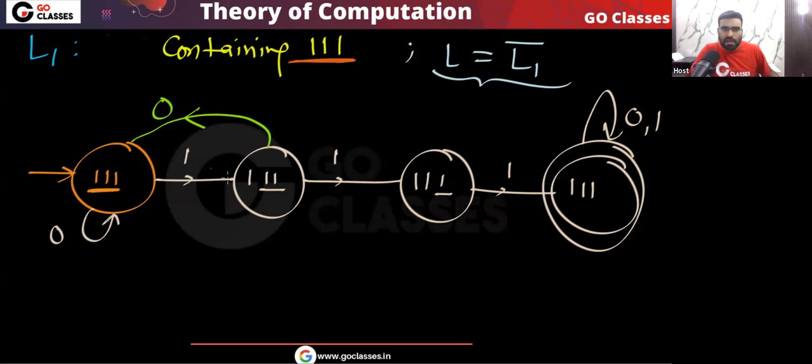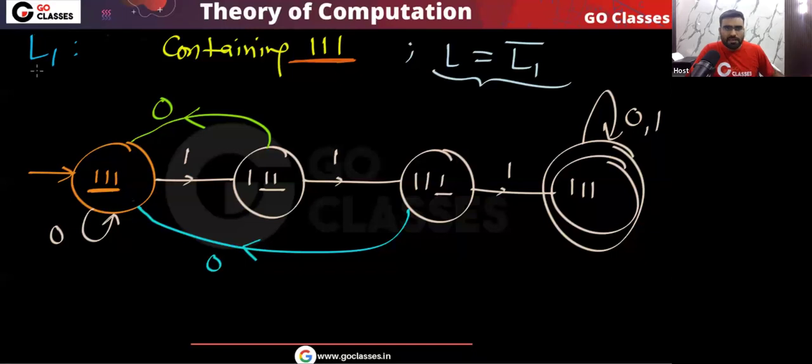Similarly, in this state, after 1, 1, if 0 comes, then the whole progress is gone because I want 3 consecutive ones. So in this state, if 0 comes, the whole progress is gone, and I will wait for triple one. So this is the DFA for containing triple one.